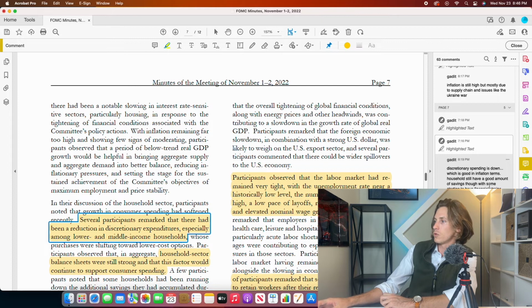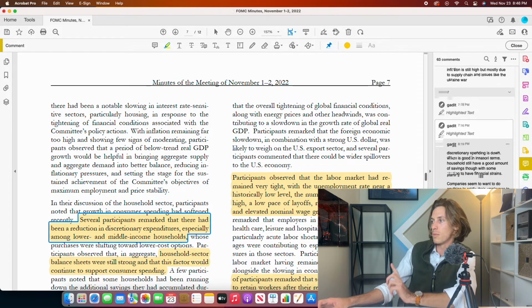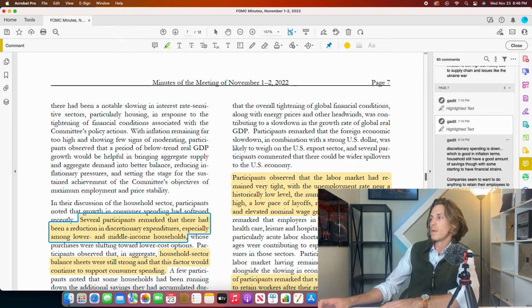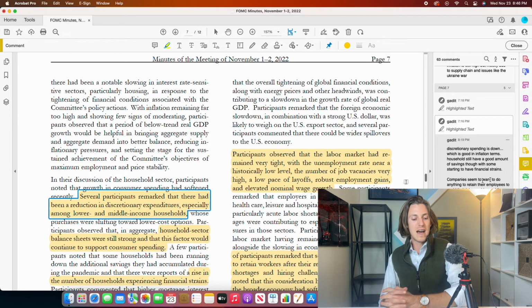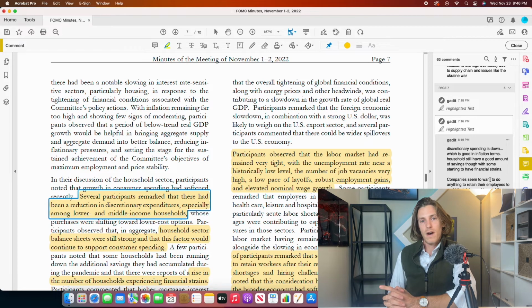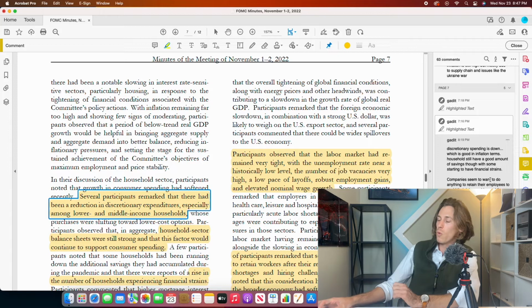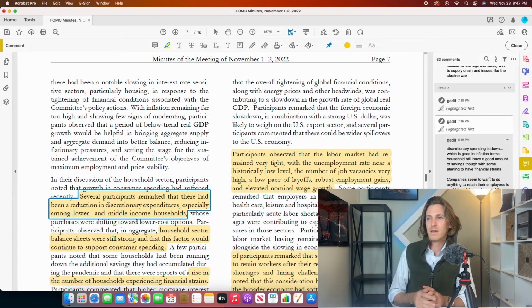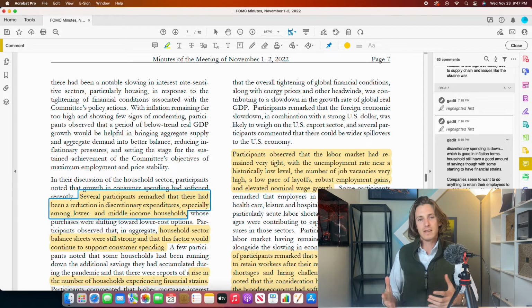Companies seem to want to do anything to retain their employees to avoid labor problems. This is something very important. In the COVID times, we saw companies struggling with hiring people. And now that they finally hired some people, even if there could be a recession, after the lesson they learned, they will try to do anything they can to retain these people, even if they have to lose potentially money for a while. What does this mean for the Fed and for investing in general?